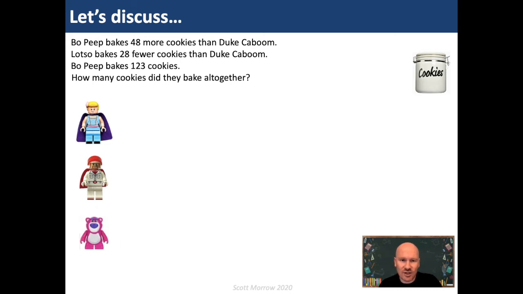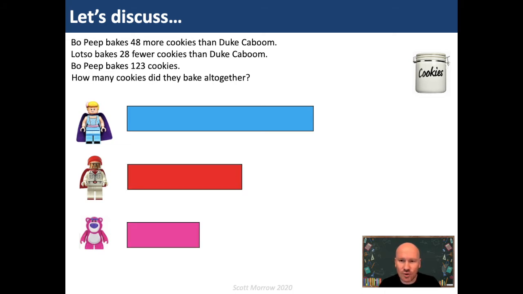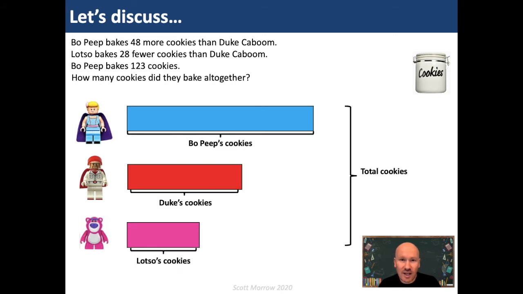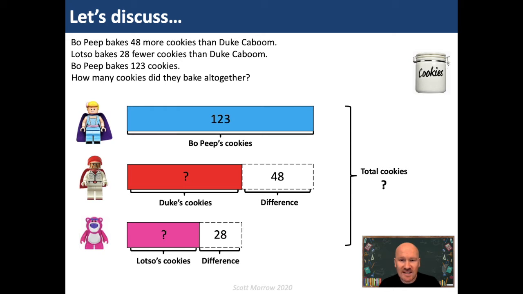Let's draw bars for each of them. Bo Peep's got the longest bar and Lotso's got the shortest. We can describe each of those parts and the whole amount. So now let's put in the values we know. We know that Bo Peep bakes 123 cookies. We don't know how many Duke or Lotso bake. We don't know the whole amount, but what we do know is the difference between Duke and Bo Peep. She bakes 48 more, and the difference between Lotso and Duke. Lotso bakes 28 fewer.